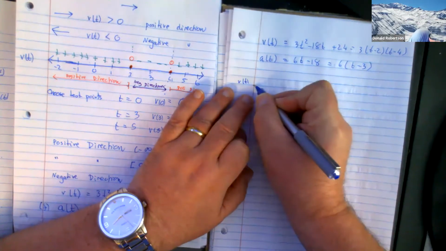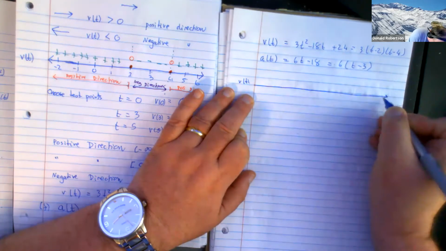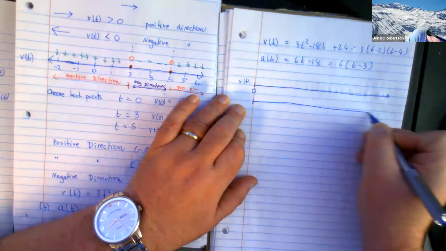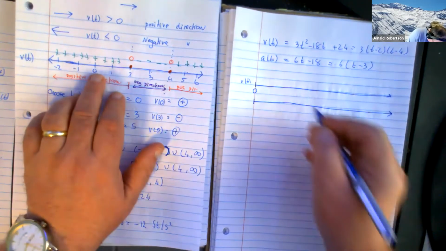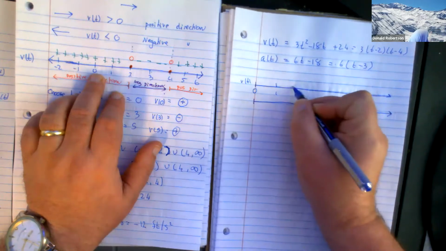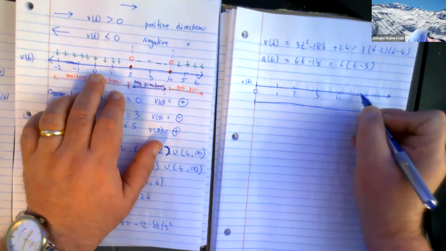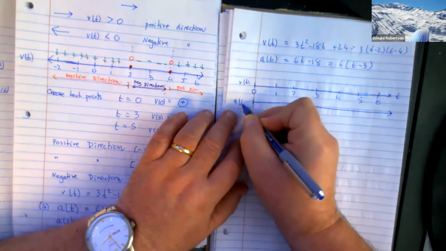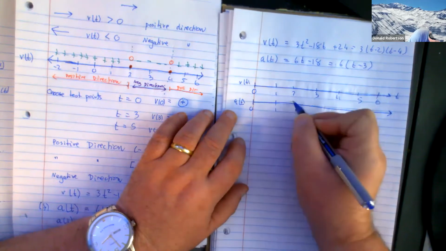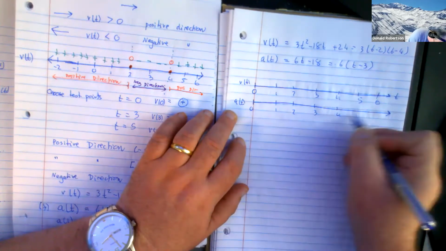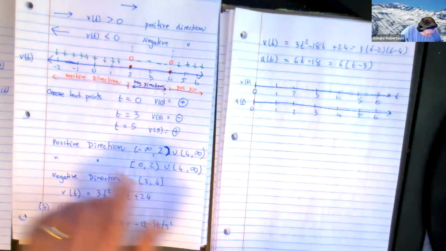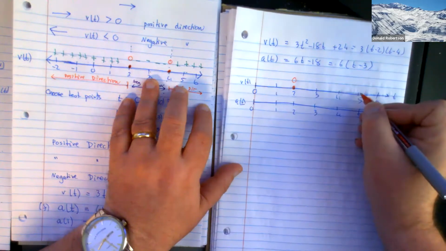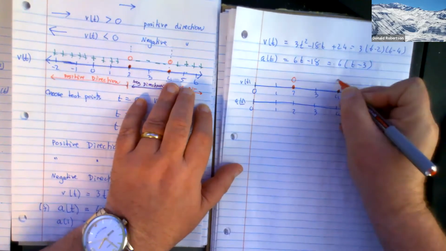So I've got my velocity. I'm going to start at 0, and so it's going to start at 0 and go 1, 2, 3, 4, 5, 6. It's time. Now I'm going to do acceleration. And it's going to go 0, 1, 2, 3, 4, 5, and 6. Now the top one, I'm just duplicating the information. So it's 0 here, and it's 0 here.